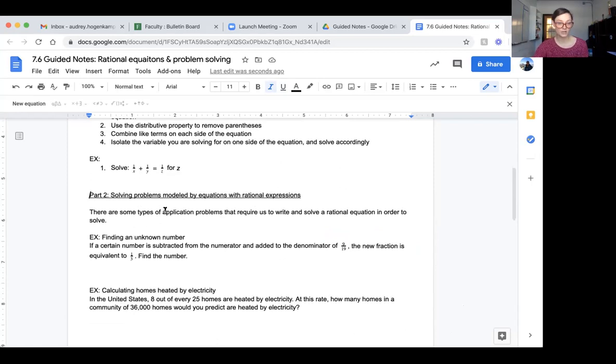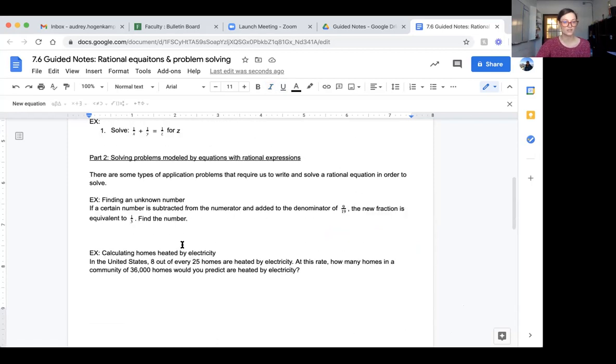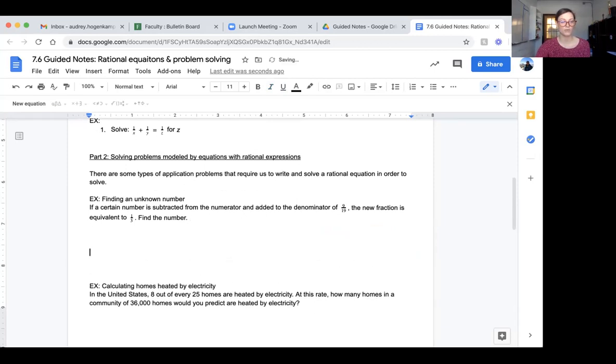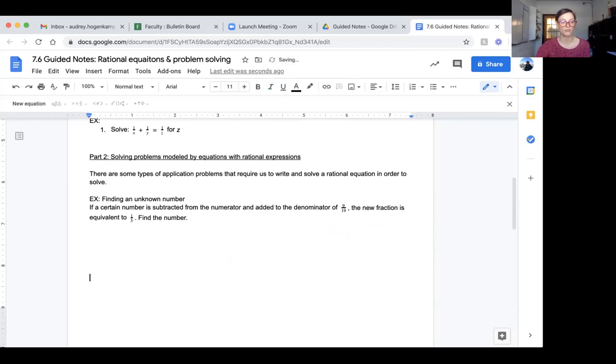Anyway, part 2 is solving problems modeled by equations with rational expressions. So there are some types of application problems that require us to write and solve a rational equation in order to solve. So for example, number 1, finding an unknown number. So we are told these types of problems are big on standardized tests and stuff.